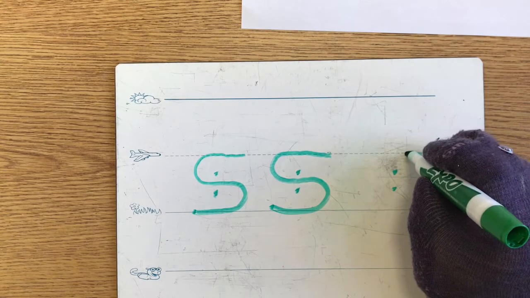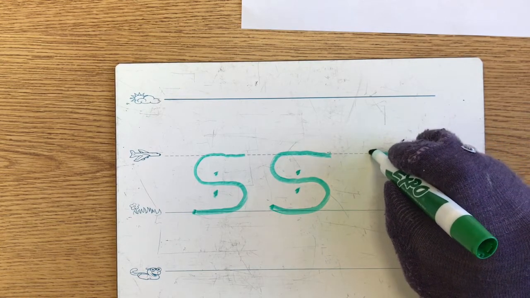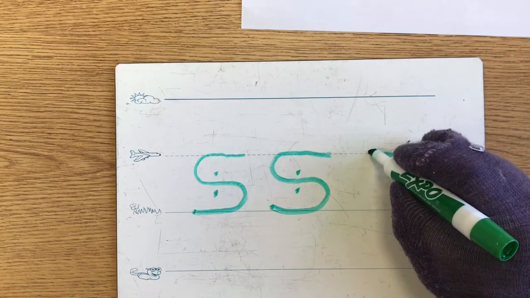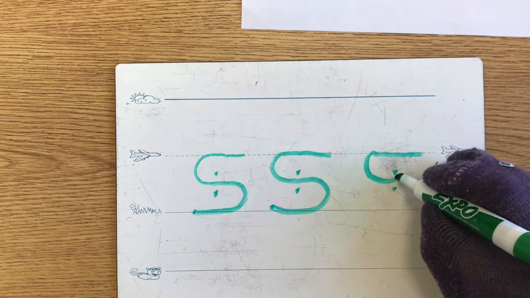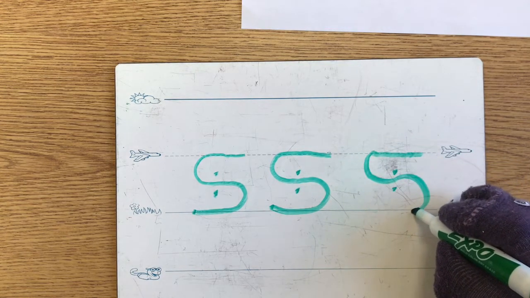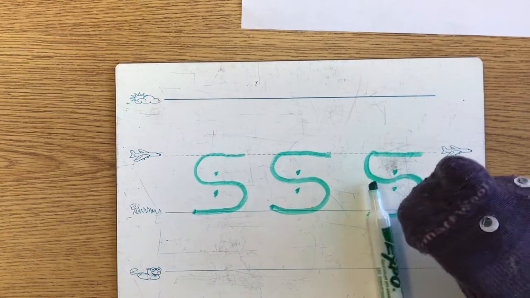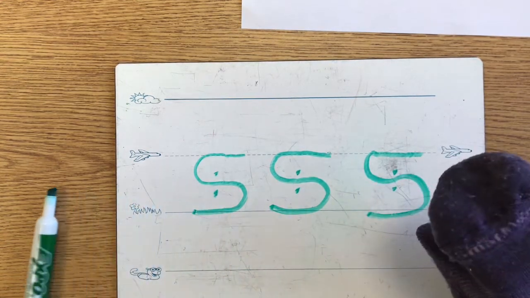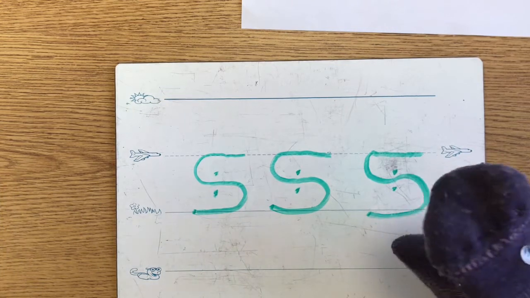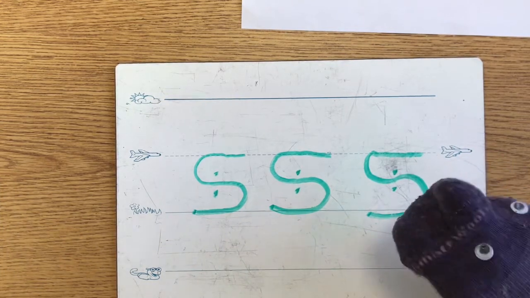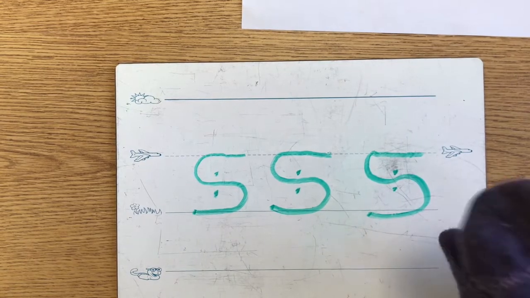Start on the plane line, fly on the plane line. See how I'm still on the plane line? And curve back around. Okay, nice job. Let's go think about the letter D now. Remember, you can always rewind and watch that part again.